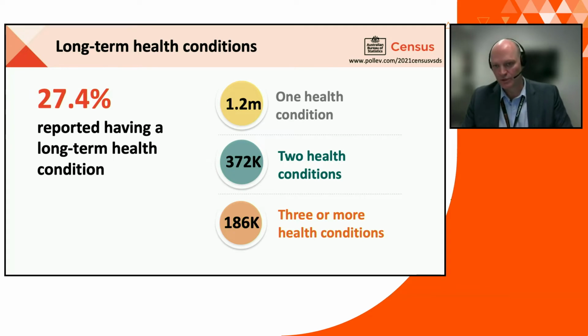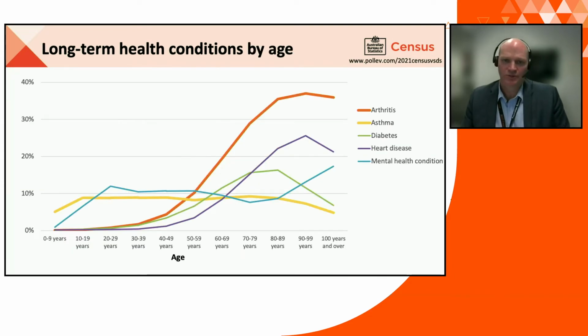So you can see that 1.2 million had reported one health condition, 372,000 two of the health conditions, and then 186,000 with three or more health conditions. To explain what this one is, we're looking at the age in years along the bottom, and then the percentage of the Victorian population who reported each of these conditions. And so we're seeing how those conditions increase or decrease as a proportion of the Victorian population through the ages.